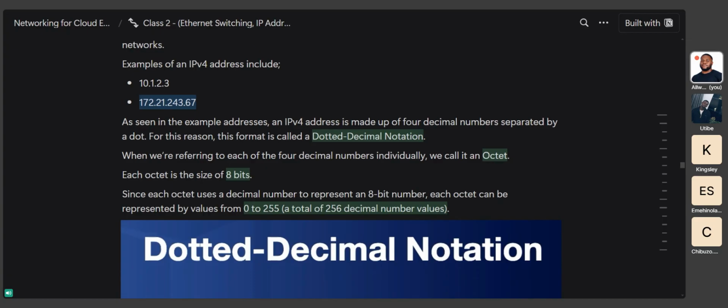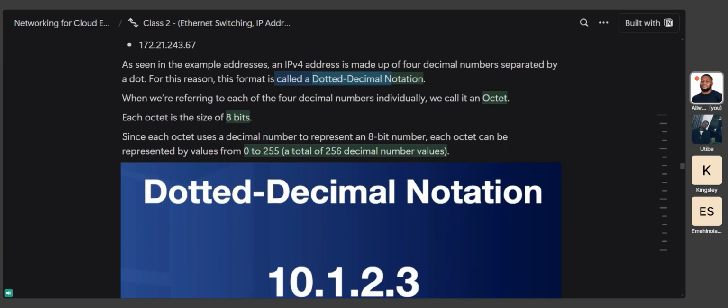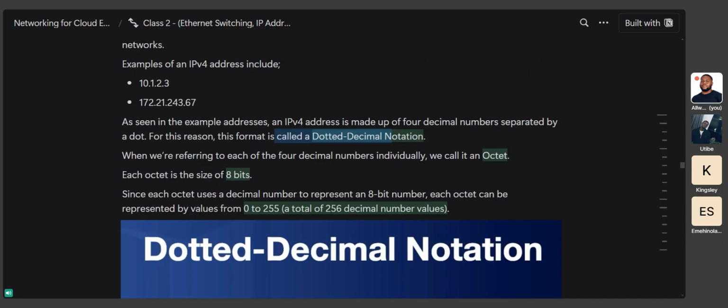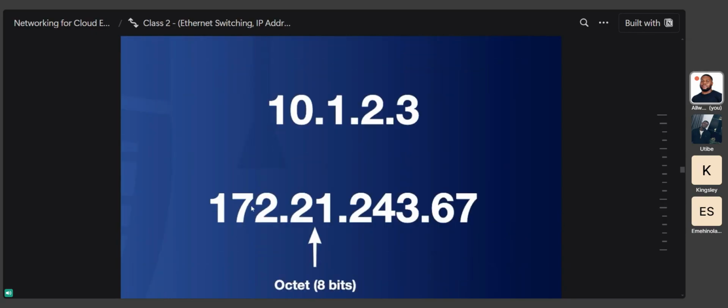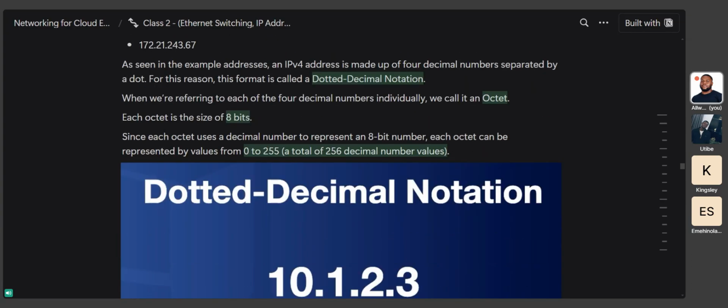It can get really complicated like this, 172.21.243.67. As seen in the example addresses, an IPv4 address is made up of 4 decimal numbers separated by a dot. For this reason, this format is called dotted decimal notation. When we are referring to each of the 4 decimal numbers individually, we call it an octet. Now each octet is the size of 8 bits.